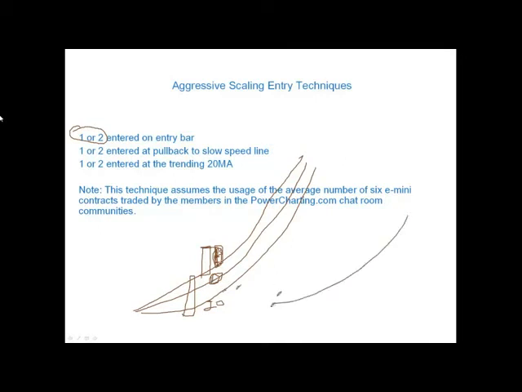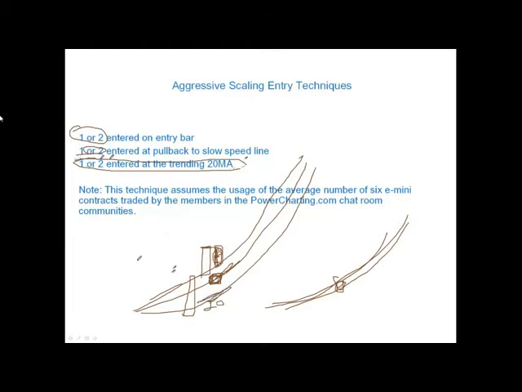Because in some cases, the three of these things are going to be very close to each other, like within half a point or so, okay? So this is space dependent. We'll look at different examples of this on the charts, okay? So this would be first scale in point, second entry point, first scale in point. This is a slow speed line here. Of course, this is the fast one. And then the last scale in point is the 20, okay?